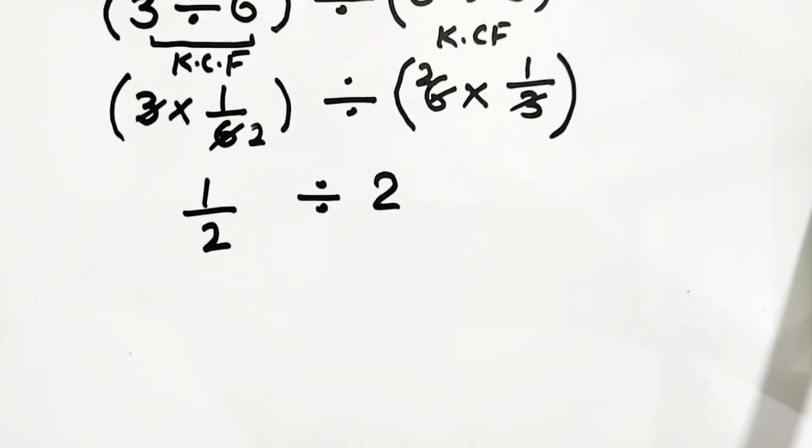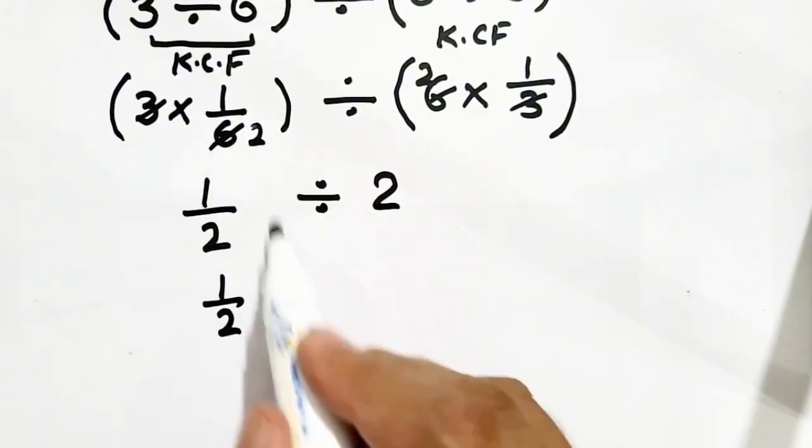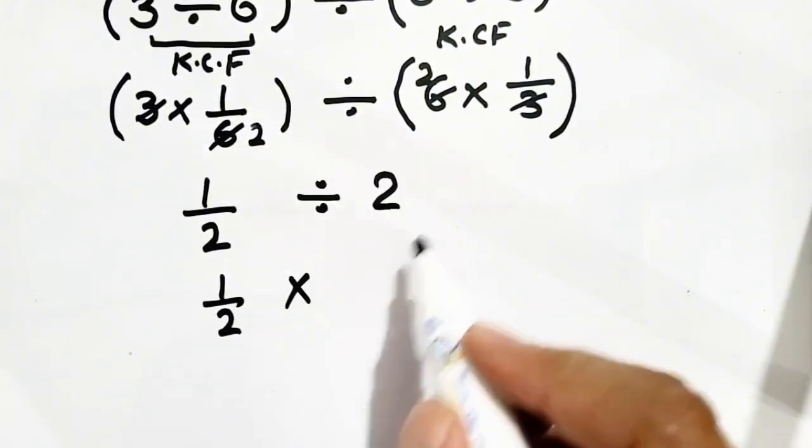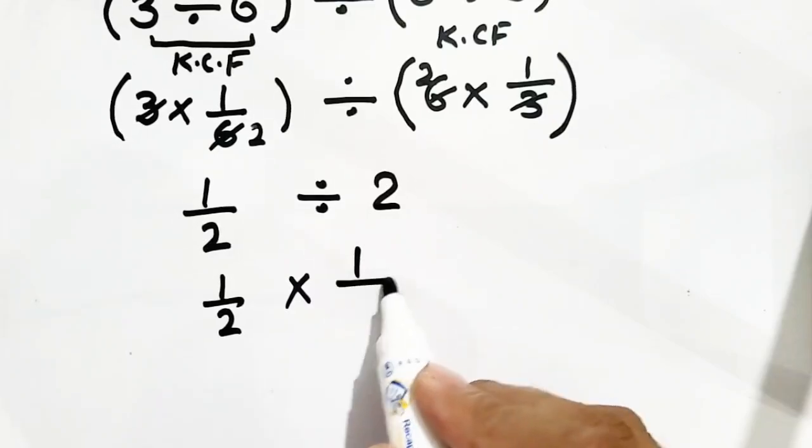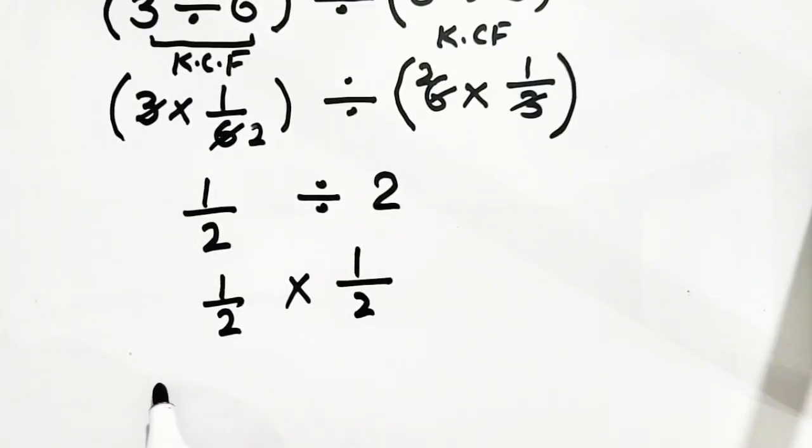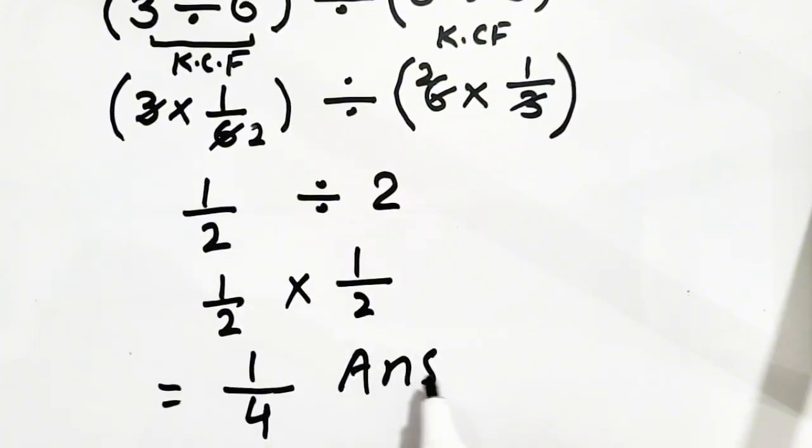Now again, don't cancel 2 with 2, it is divide. So 1 divided by 2, change it and flip it. So our answer will be 1 multiplied by 1, 1, and 2 multiplied by 2, 4, which is our answer.